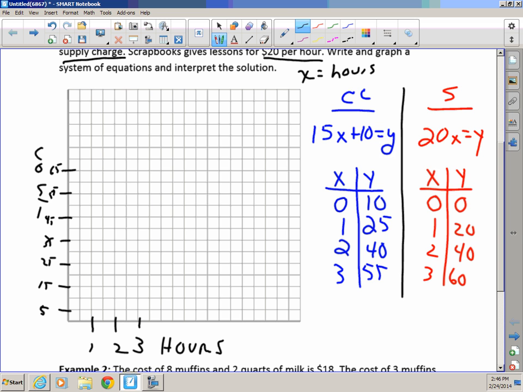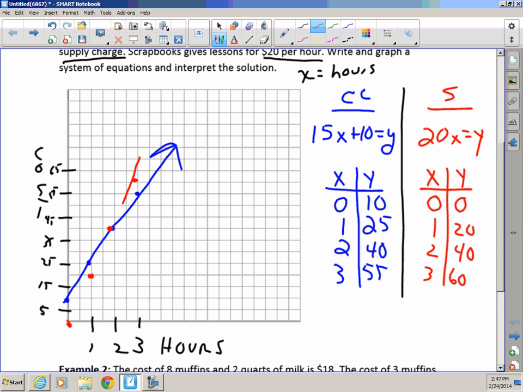So now I'm going to graph each relationship. Well, what am I going to graph? I'm just going to graph the 4 points: 0, 10; 1, 25; 2, 40; 3, 55. So there's Creative Crafts. And now I'm going to do the same for Scrapbooks: 0, 0; 1, 20; 2, 40; 3, 60.